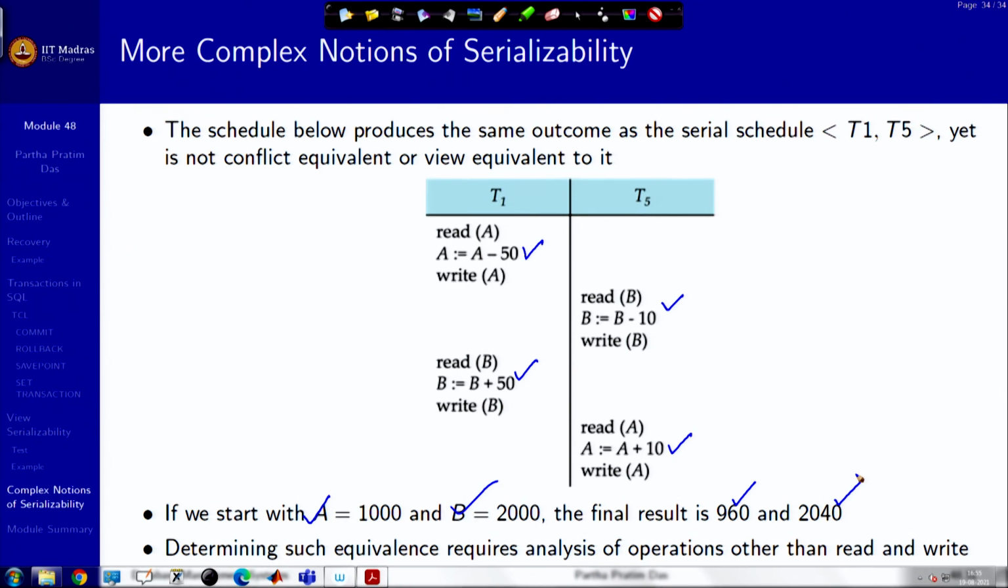So, determining such equivalence also needs to consider the other operations, because just by read and write you could not have observed that this is serializable. We had to consider the actual operations being done, through which we could say that it is serializable, because these values match and so on. So, this is more complex. We will not get into them, but just wanted to mention that some schedules may practically be serializable because of other reasons, but they will not get detected by the way we are doing things.